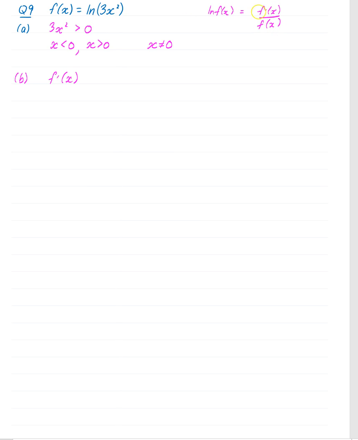So we look at 3x squared. The derivative of 3x squared is 6x, all over the function itself, which means it's divided by 3x squared. We can simplify that. The x and the squared will cancel, and 6 divided by 3 is 2, so it's 2 over x. And while we're here, let's differentiate again. So 2x to the minus 1 becomes minus 2 over x squared.